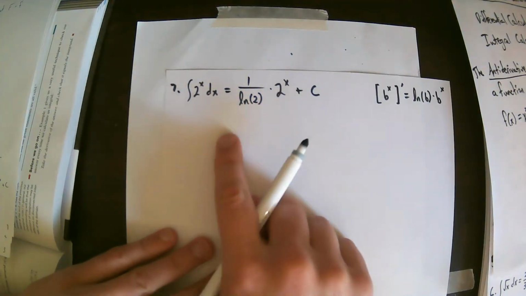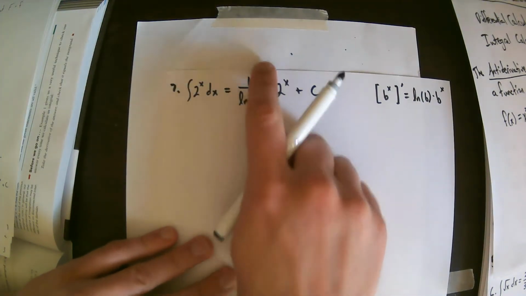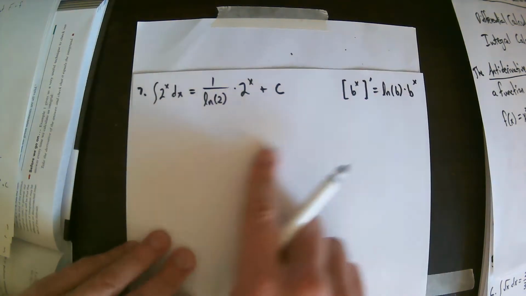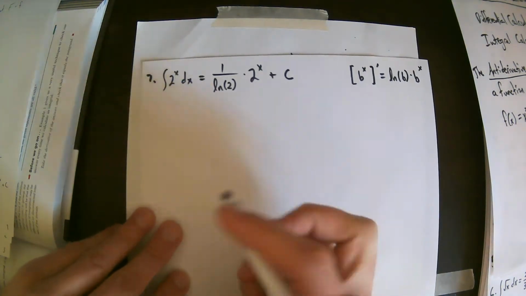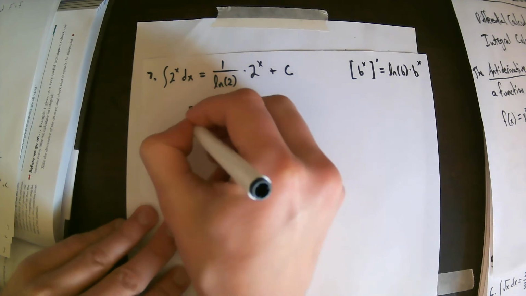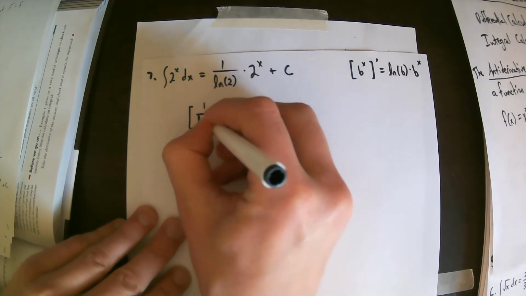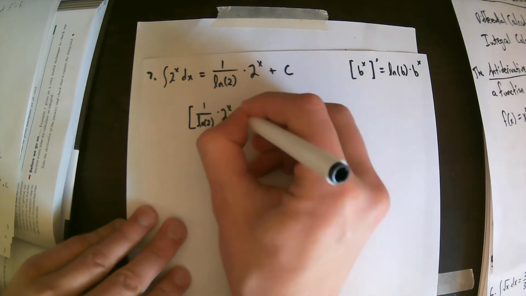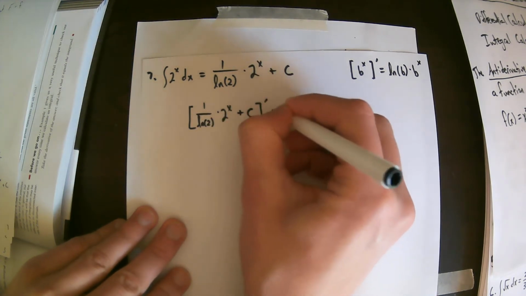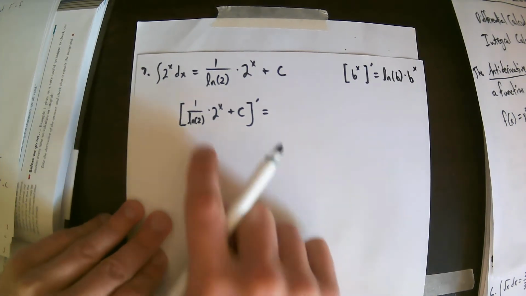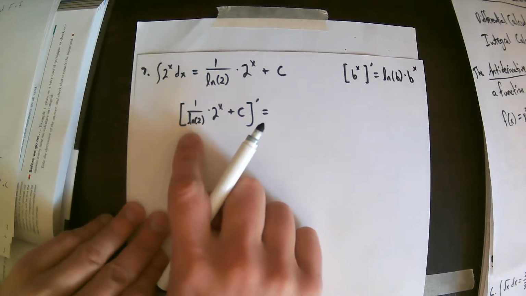We're seeing kind of the opposite here, though, right? So it's 1 over ln of the base instead of just times ln of the base. So what's going on here? Well, if we take the derivative of this right-hand side, 1 over ln of 2 times 2 to the x plus c, we're supposed to get 2 to the x. And maybe you're seeing now why the ln of 2 has to be in the bottom here.